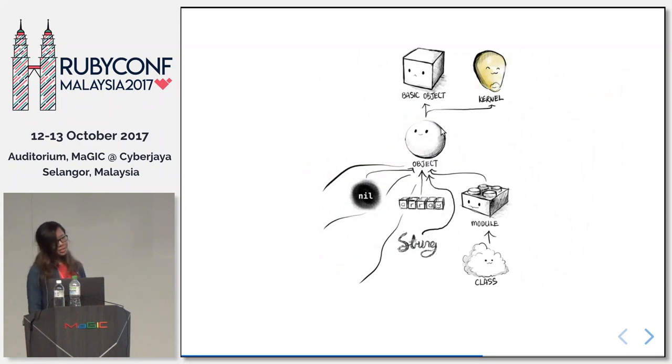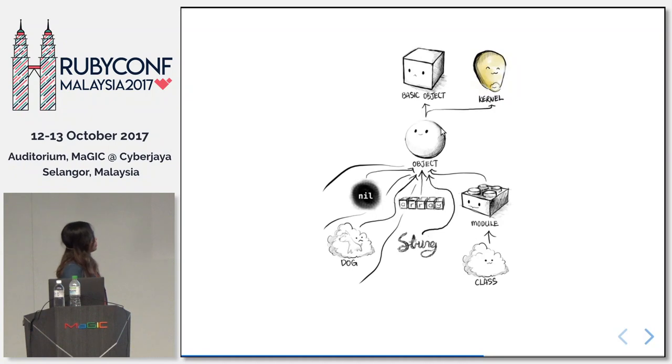So this is pretty much what you saw from the creation myth just now. In addition to BasicObject, Object, Module, and Class, Ruby also initializes all the built-in classes like NilClass, TrueClass, String, Array, and so forth. And so now the next interesting question is, what happens when we actually define our own class?